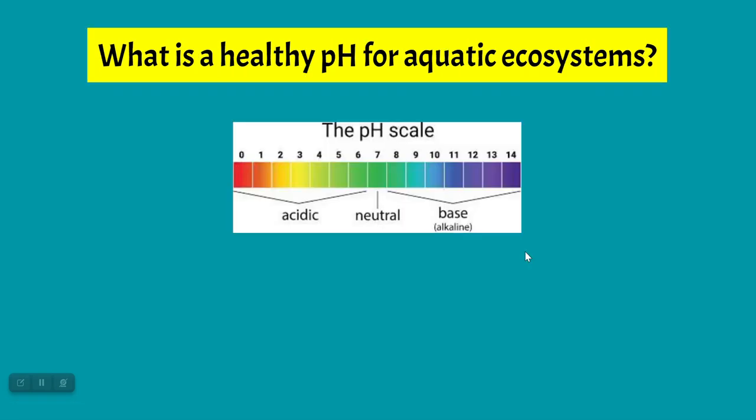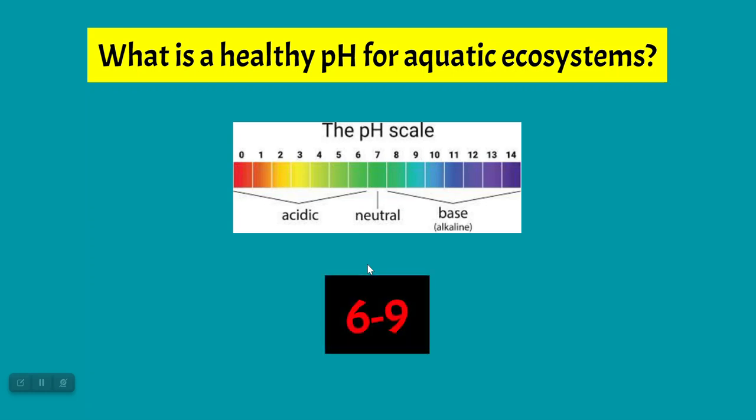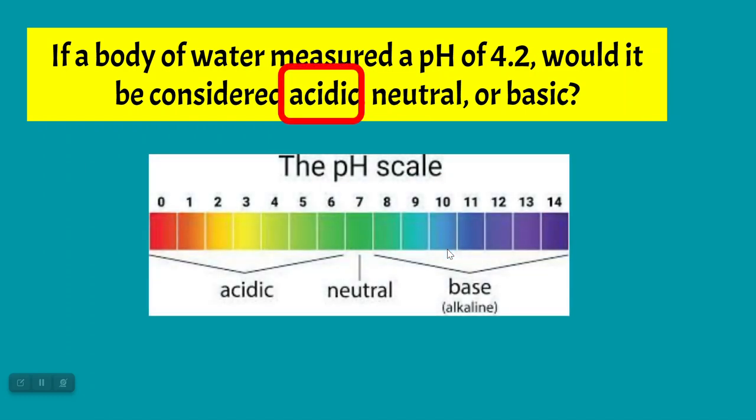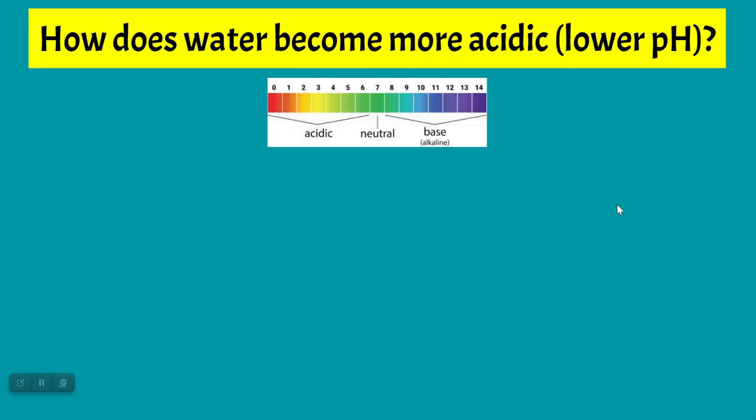All right, think back again about our pH scale. So we want to know, what is that healthy pH for our aquatic ecosystems? We are saying, of course, neutral is 7. So we're going to say 6 to 9 works for our ecosystems. All right. If a body of water measured a pH of 4.2, is that going to be acidic or neutral or basic? Well, neutral would be 7. Anything lower than 7 is an acid. Anything bigger than 7 is basic. Okay, so 4.2 would be acidic.